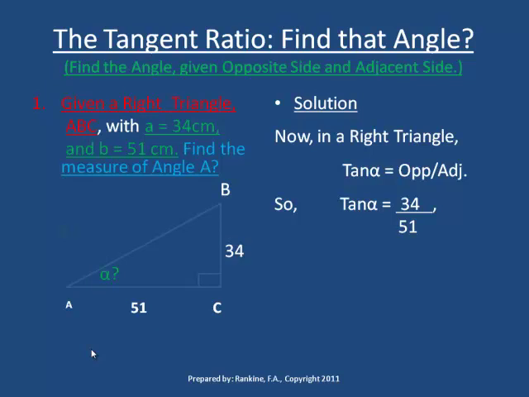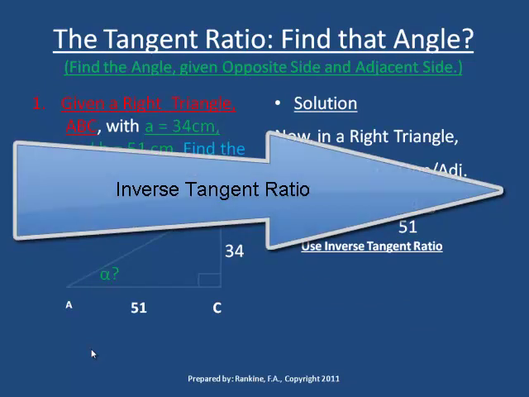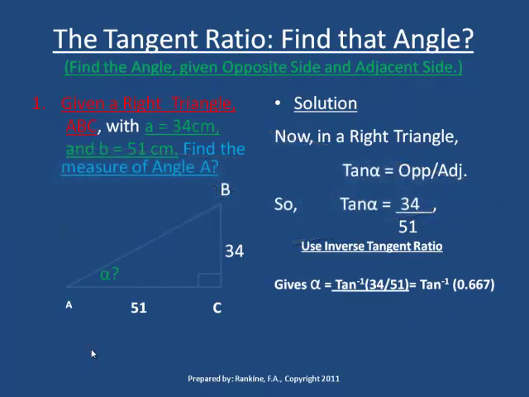Now, we need to find the angle. The angle is missing. So what are we going to do here? To find the missing angle, we're going to use the inverse tangent ratio. So alpha is equal to tan inverse 34 divided by 51 equal to tan inverse 0.667. You can use your calculator to get the answer inside the parentheses first. Still using your calculator, we're not finished yet. You're going to get alpha is equal to 33.69, approximately 33.7 degrees, correct to 1 decimal place.